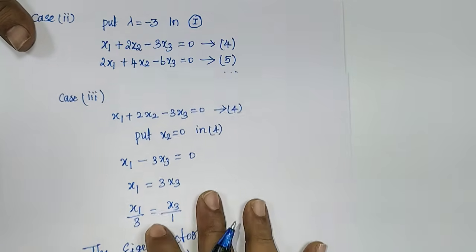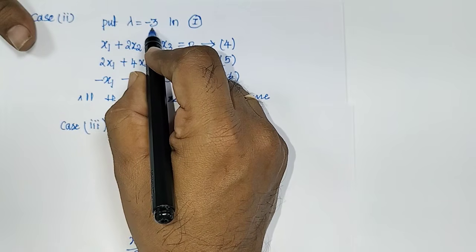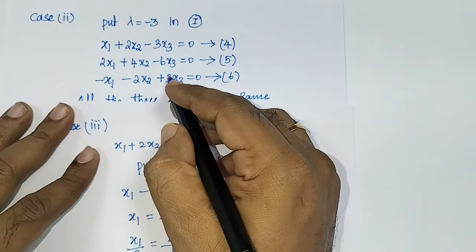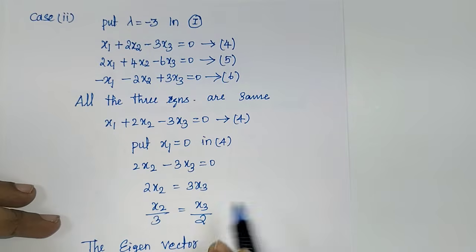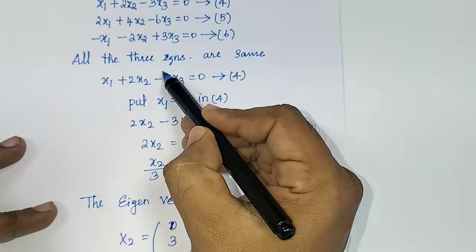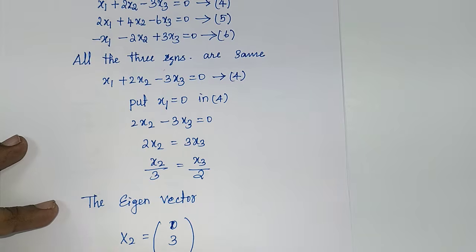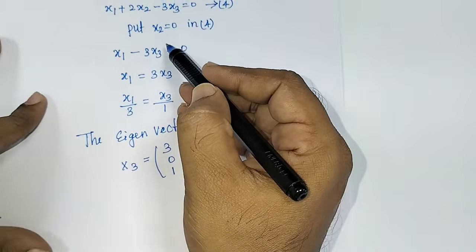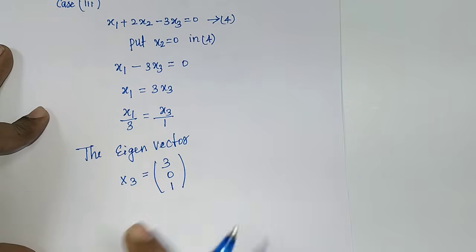So when you are substituting repeated eigenvalue minus 3, your system of equations are same, means while finding eigenvector x2, you can substitute x1 equal to 0. You will get one eigenvector. Again, if you want to find the x3 eigenvector from that equation 4, again you can substitute x2 equal to 0. You will get the third eigenvector. That is the procedure we have to follow here.